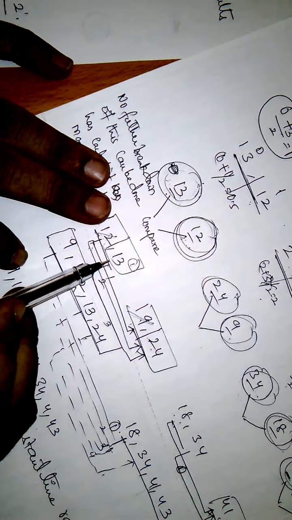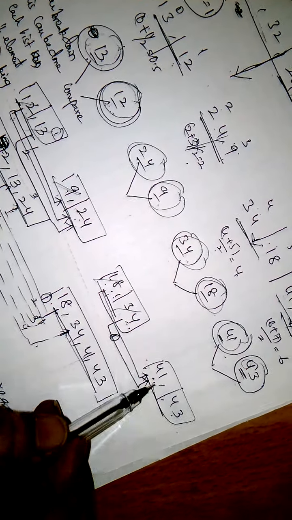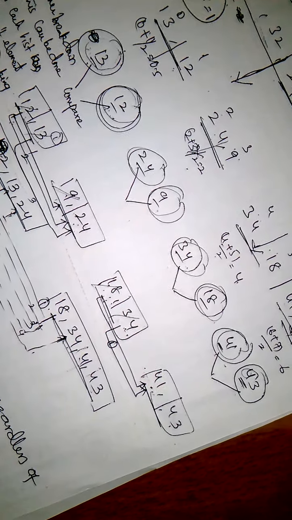Now next, what do we have? The next adjacent sublists. What are they? 18, 34, and this is the adjacent list, 41 and 43. Now compare 18 with 41. 18 is smaller. Put it in the new sublist. 18 is finished. Next 34. Compare 34 with 41. Smaller. Put 34 here. Now the remaining list is put as it is in the new sublist.